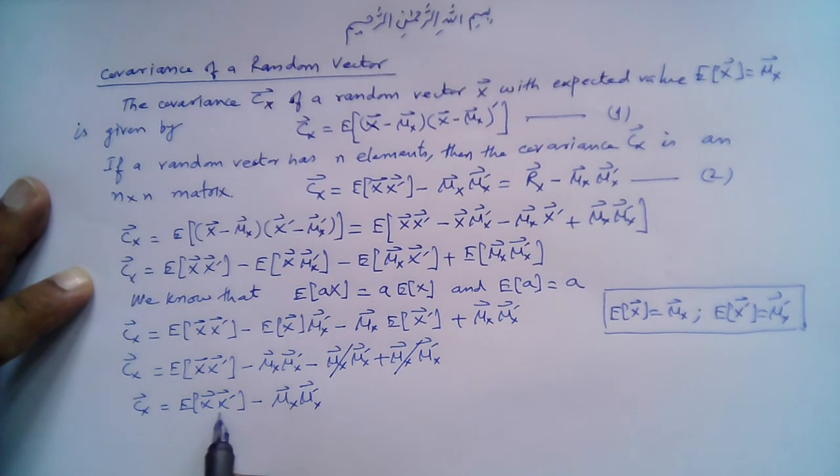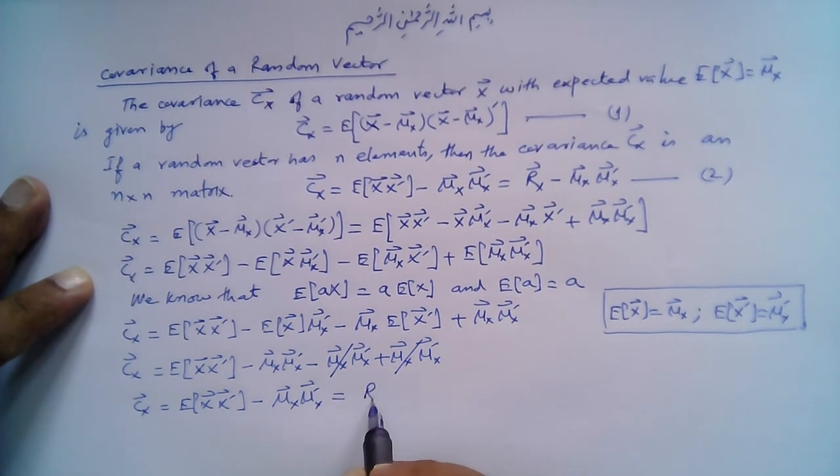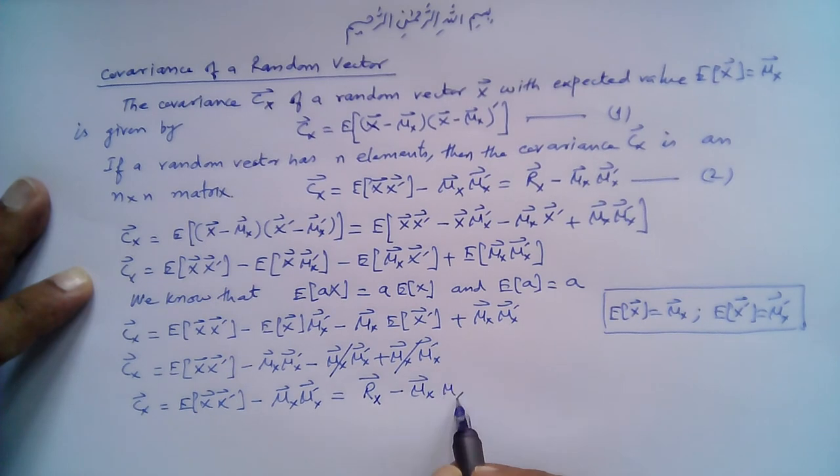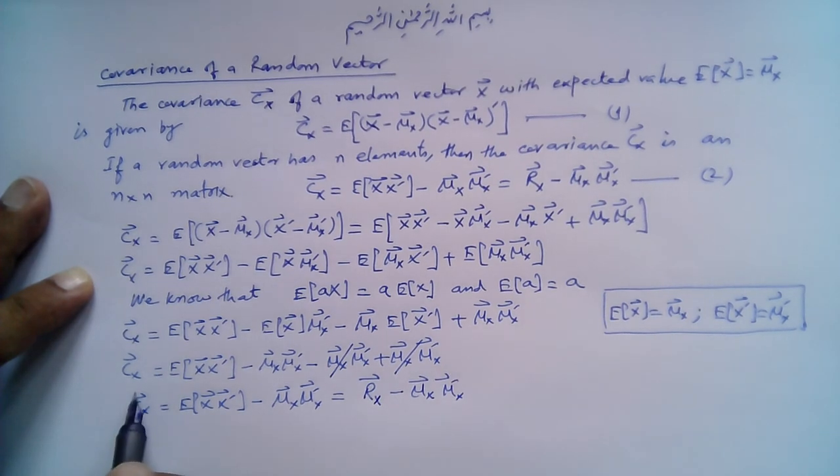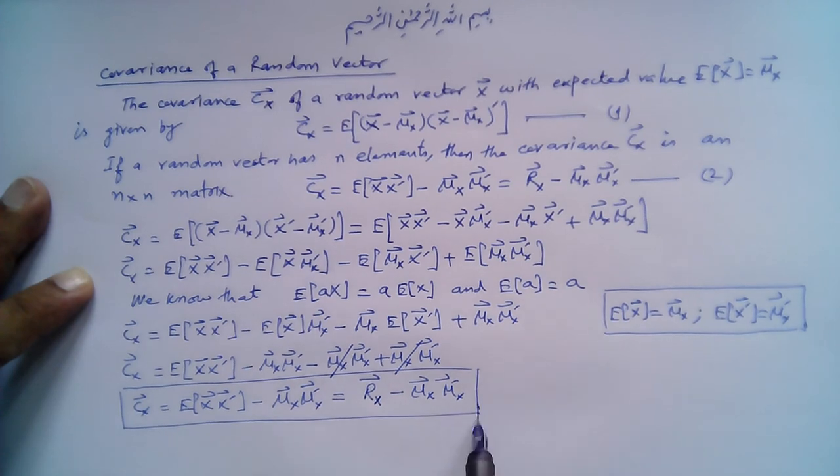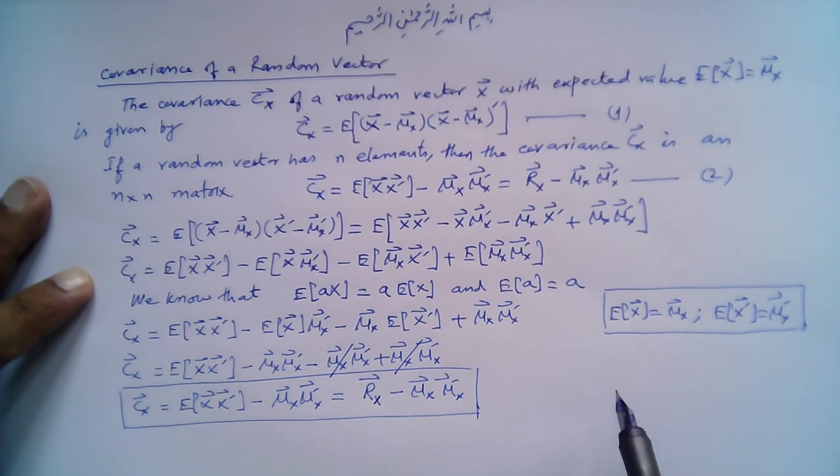And this is basically the correlation of random vector x. Correlation is usually denoted using this R subscript x, minus mu x bar and mu x dash bar. So this gives us the expression for the covariance of random vector x. We can label this as equation number 3. 2 and 3 are the same. Anyway, we label it as 3.